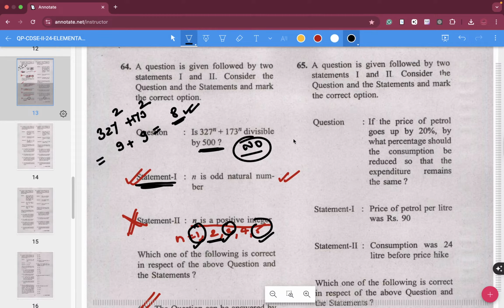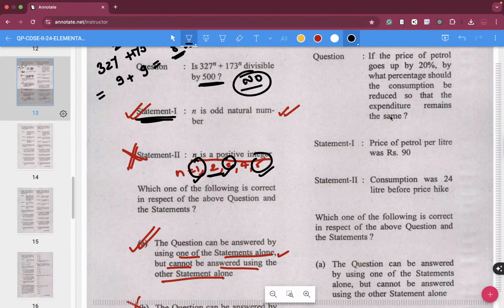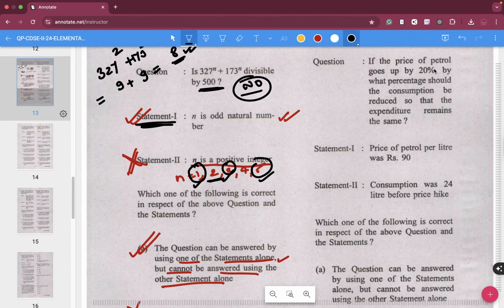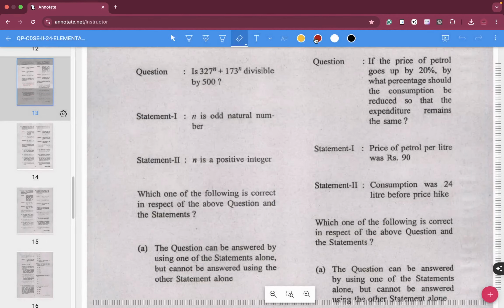Now question number 65 says a question is given followed by two statements. If the price of the petrol goes up by 20%, by what percent should the consumption be reduced so that the expenditure remains the same? So earlier the price of the petrol was, let's say, 100 rupees, and now it has increased by 20%, and now this is 120 rupees.